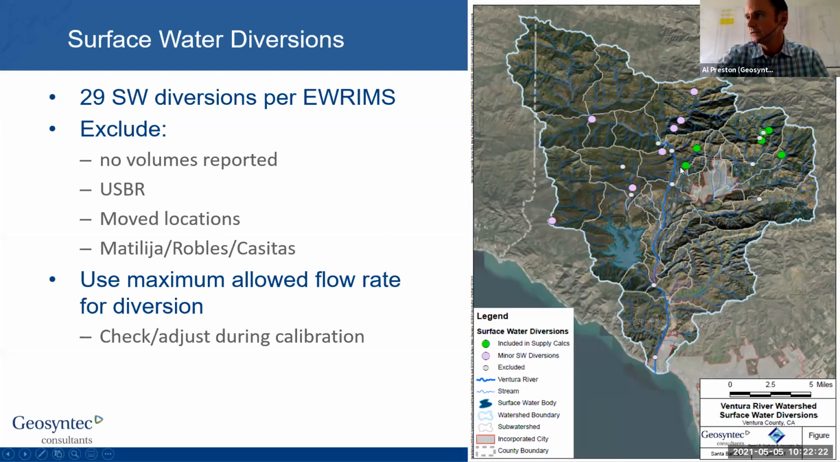And for each of the other diversions that we left in the model, we used the maximum allowed flow rate. So the ERIMS, the water rights, has a maximum allowed diversion rate that can be used. And we put that in the model, and as part of the calibration, we check the volumes that the model yields compared to the reported volumes, and maybe make adjustments. In addition, some of these diversions can happen year round. Other ones are restricted to certain seasons within the calendar year, and that is also put into the model.